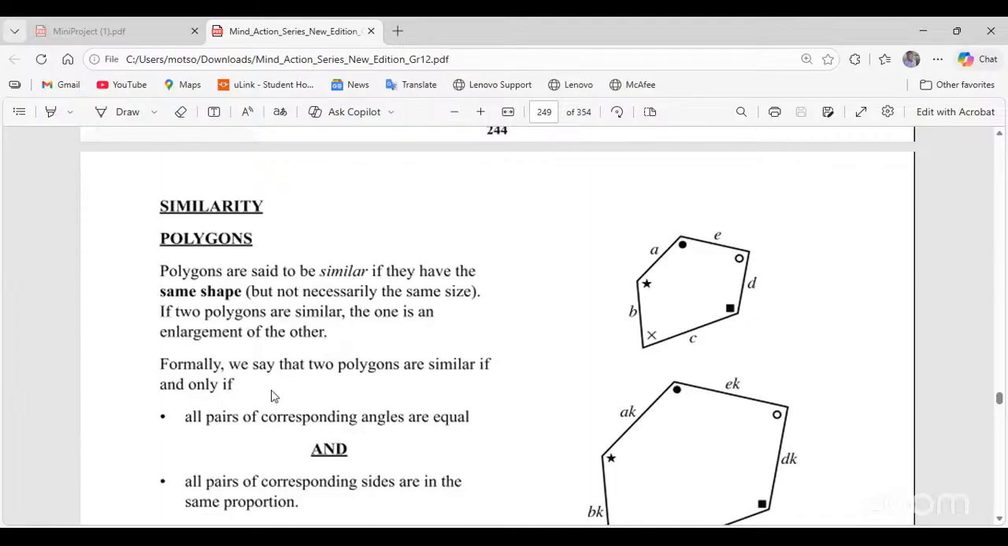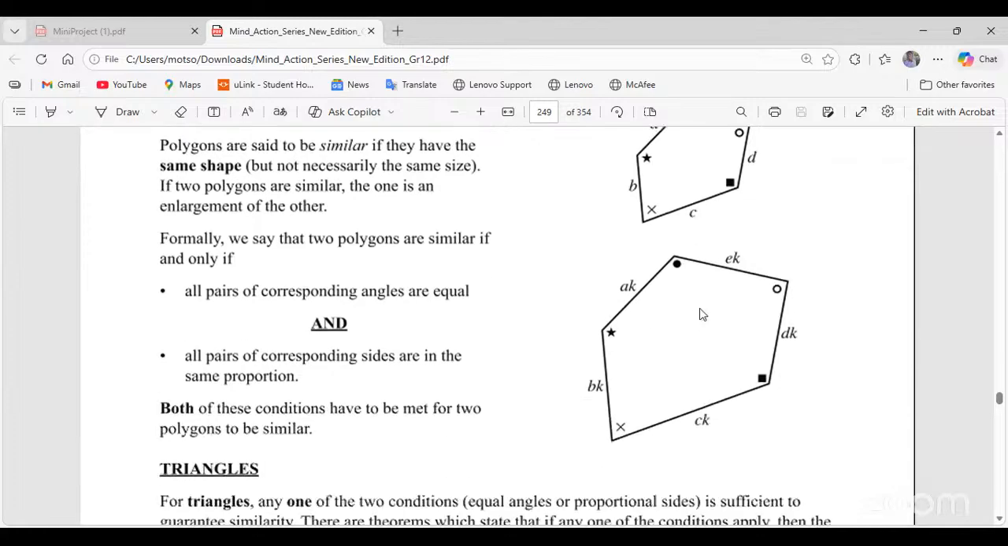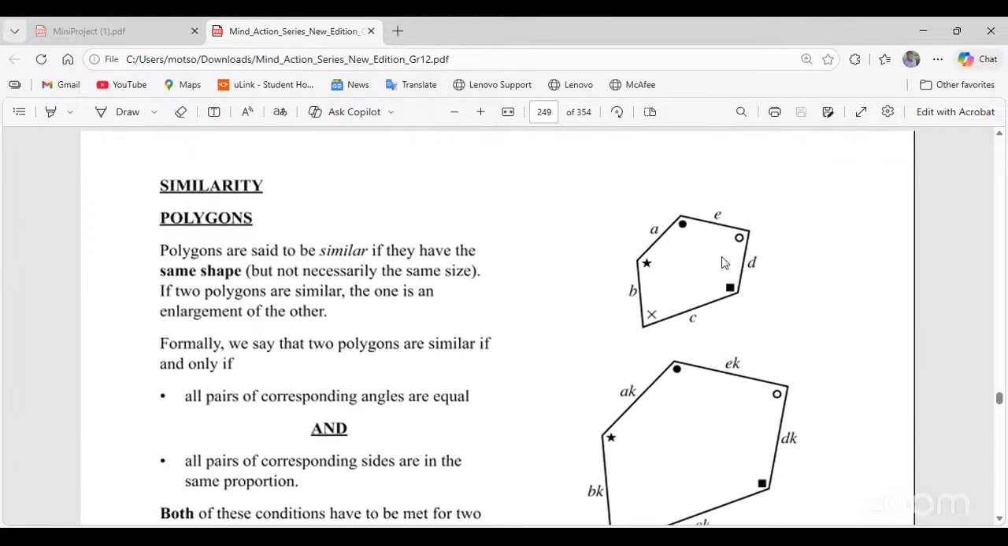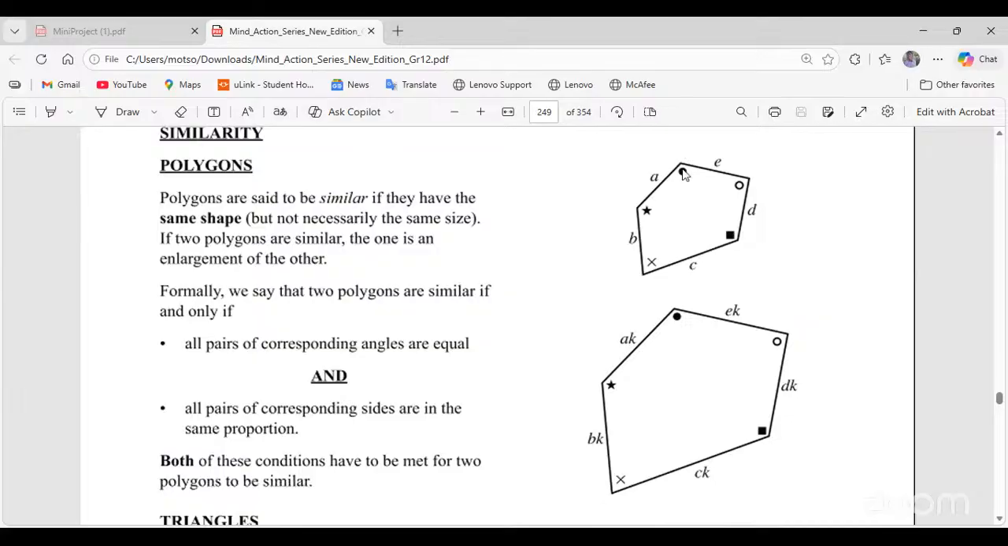Right. Now, formally, we say that two polygons are similar if and only if all pairs of corresponding angles are equal. Okay, can you hear that? This bullet is only talking about the corresponding angles. Now, when we look at these polygons here, this angle is equal to that angle, this one is equal to this one, and this is equal to this. Okay, let's go to the next bullet.